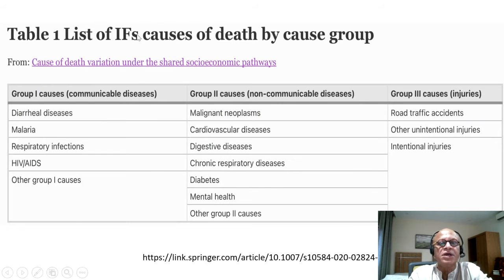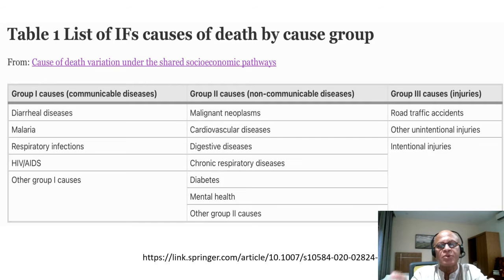So let's look at a particular example of how detailed these projections can get. IFs is the International Futures model, an integrated assessment model that produced these projections of causes of death by cause groups. You can look at the details in this paper. So it's looking at cause of death variation under the shared socioeconomic pathways. We mapped the phase space of the shared socioeconomic pathways.